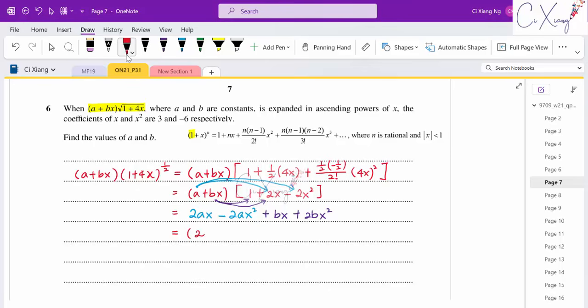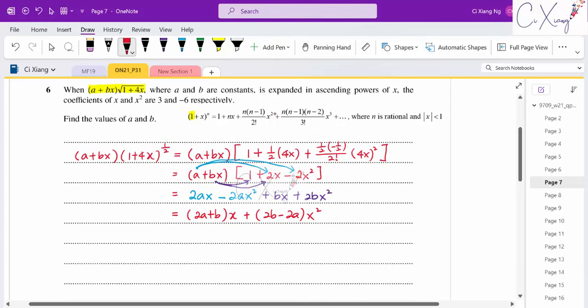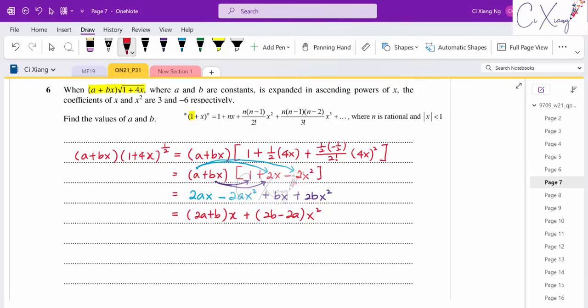So I end up having (2a plus b)x and then (2b minus 2a)x squared. I will group the terms according to x and x squared. Then after that we want to compare the coefficients. The coefficient for x is 2a plus b, and they told us that 2a plus b should equal 3, because they said the coefficient of x equals 3, right? So we write 2a plus b equals 3, and this is my first equation.